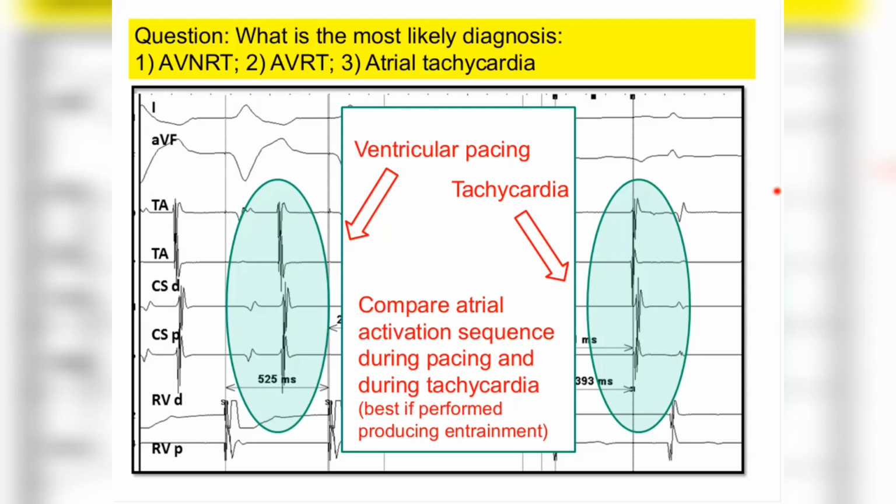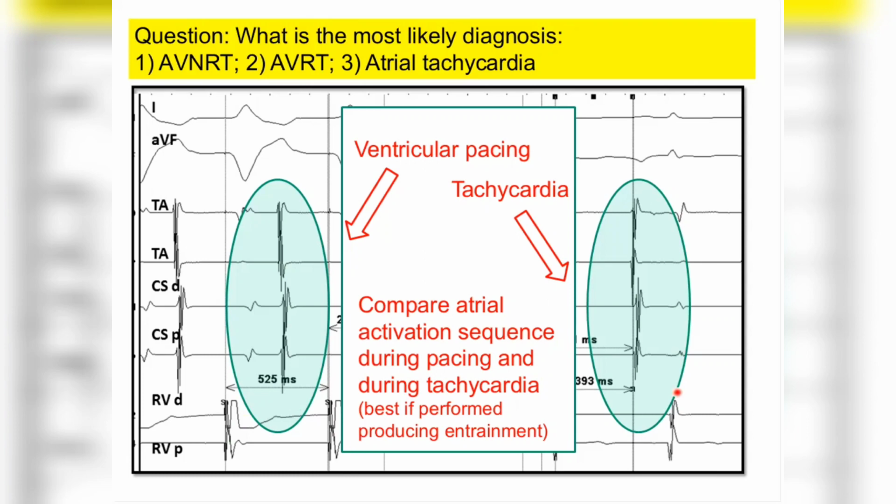So 50% of you sent the correct answer. That is an atrial tachycardia. As it was presented to you before, if you compare with the tracing I showed you, you can see that now when we pace the ventricle, just by looking at these two recordings from the tricuspid annulus and the coronary sinus, we can tell that it is different here, pacing at the right ventricle, as compared to the sequence during tachycardia.